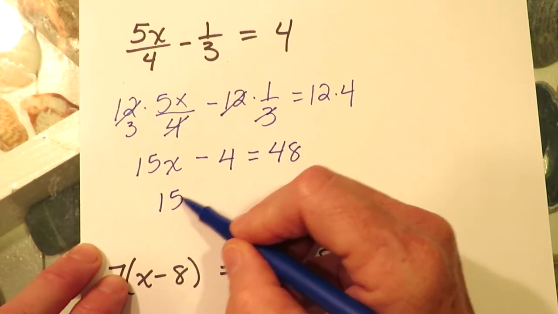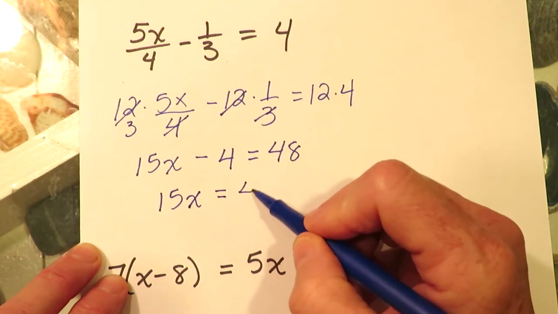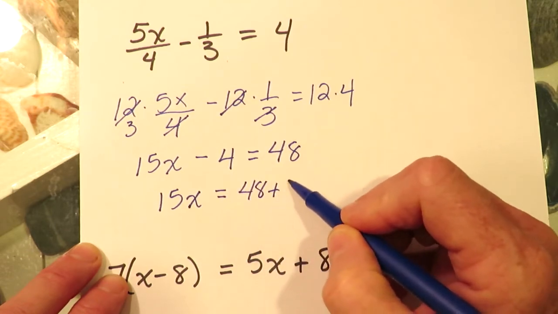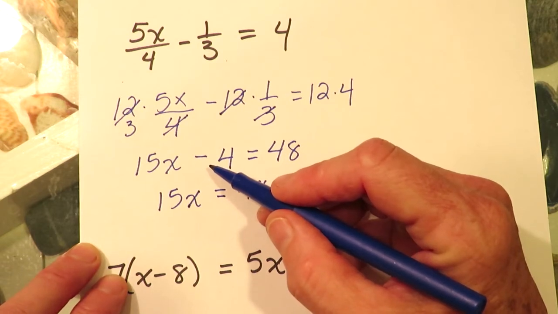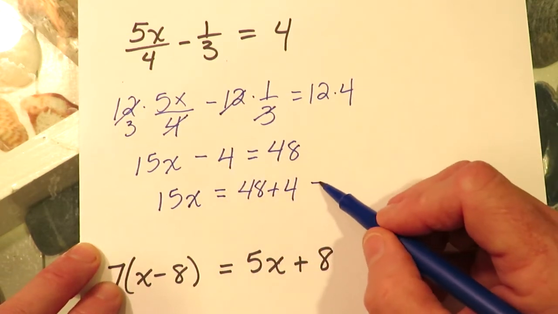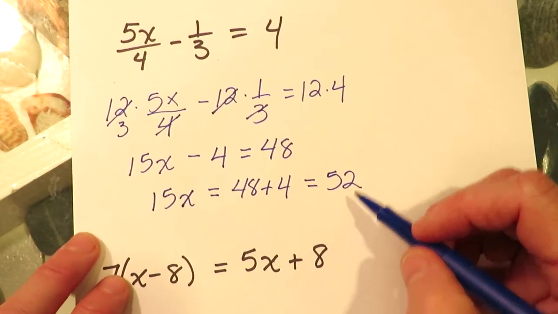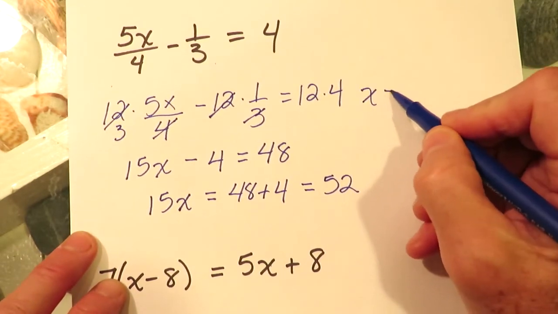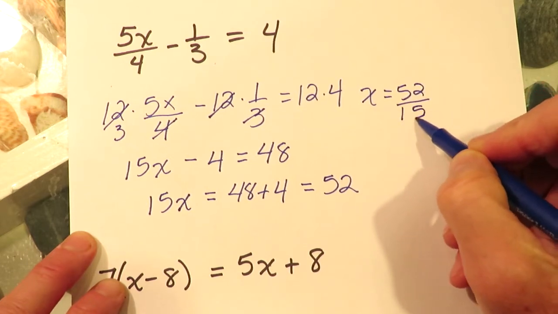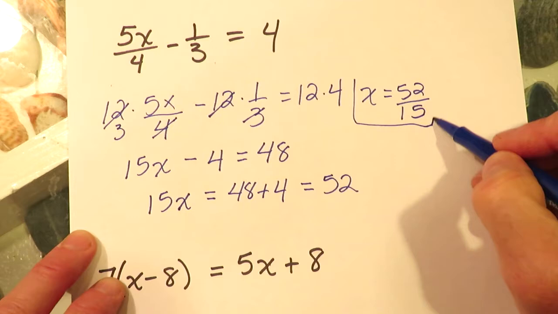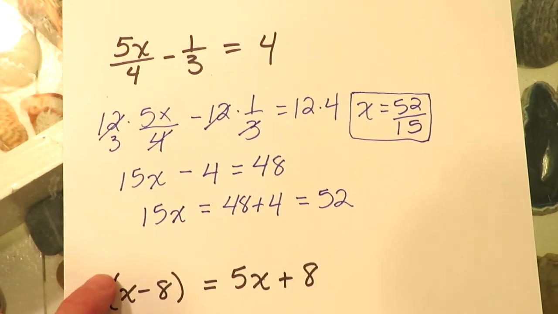And then 15 times x will equal 48 plus 4. Again, I'm adding 4 to undo the subtracting 4. And 48 plus 4 is 52. And so x then is 52 divided by 15. Again, not a nice number, but that's okay. You don't have to get a clean integer all the time.